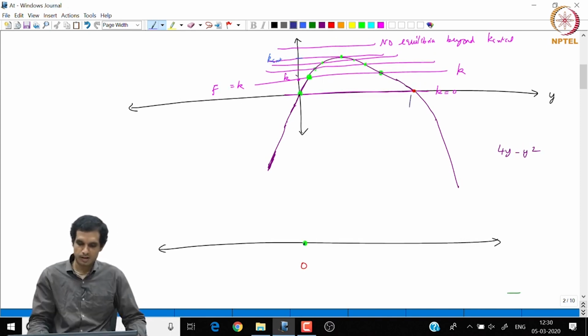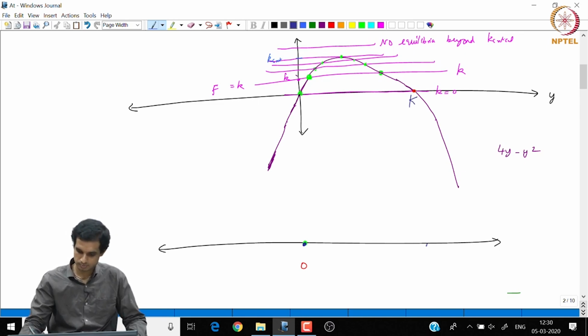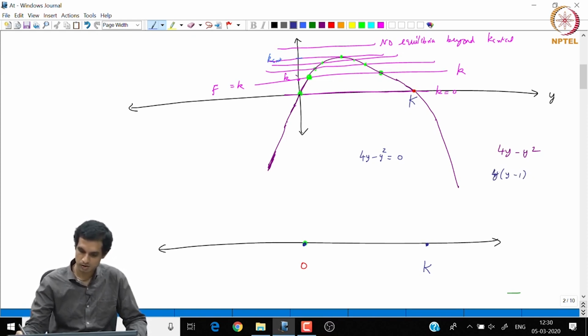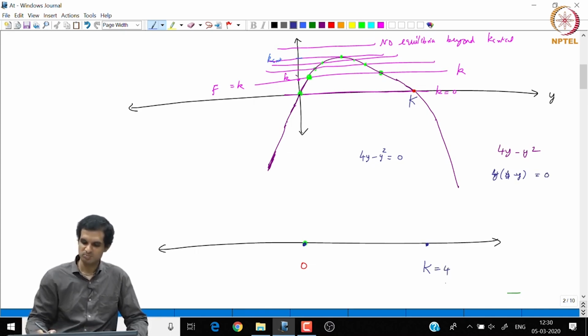So, when the harvesting rate is 0, there is one equilibrium point at y equal to 0, and another equilibrium point which I have called k. That k can be found by solving the quadratic equation 4y minus y square equal to 0, which is y times 4 minus y equal to 0. So, k is equal to 4 here.